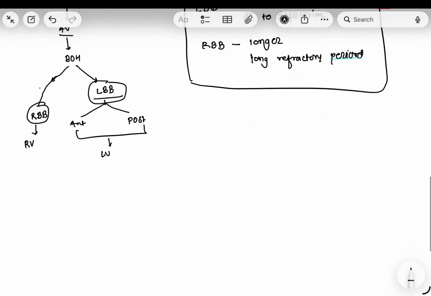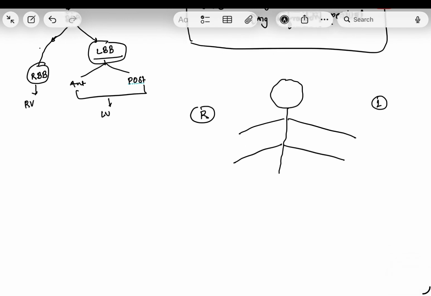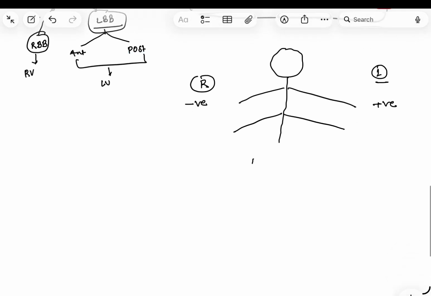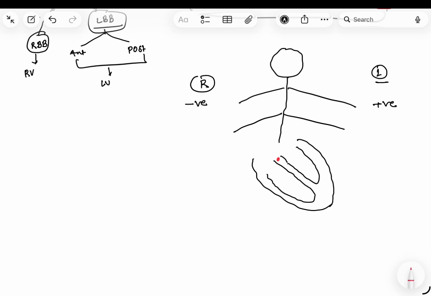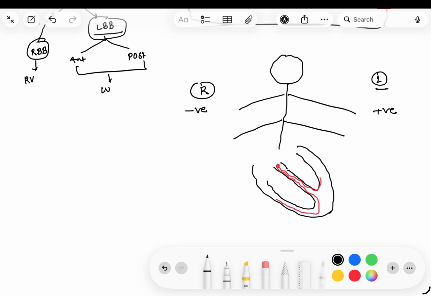Now again let's come to that body. So this is your body, this is your trunk, right, left. This is the right side of the body, this is the left side of the body. Now as we discussed, the right has a negative charge and the left one has a positive charge. Let's draw the heart as well. So this is your normal orientation, right? Suppose this is your bundle of His. So this is your left bundle and this is your right bundle. As we said, the right bundle is longer and the left one is shorter, and the left is the first to depolarize, right?